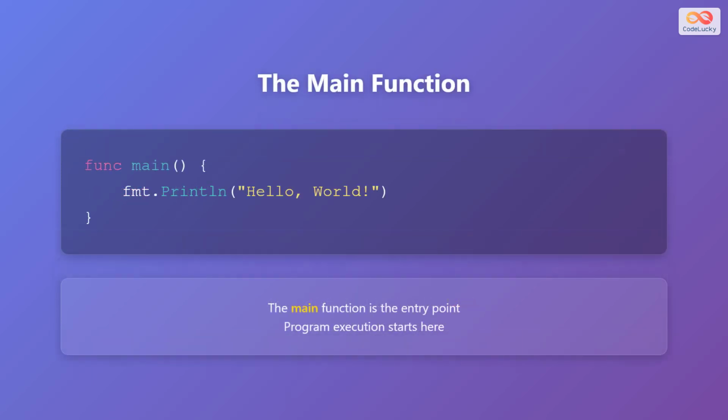Now let's define the main function. The main function is the entry point of our program. When you run the program, the code inside the main function is what gets executed. Inside the main function, we use fmt.Println and pass in the string "Hello World". This line will print the message to the console.